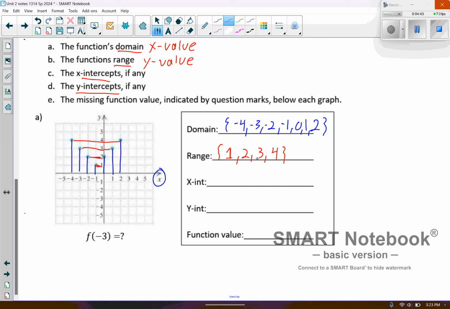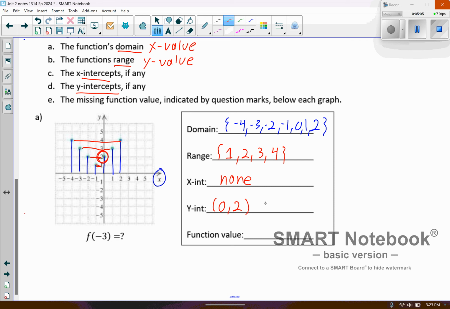once, and so on. Okay, x-intercepts would just mean, do we touch the x-axis anywhere? And we don't have any, so none. Okay, y-intercept, do we touch the y-intercept anywhere? We do, right here. So that y-intercept would be at 0, 2. So that's it listed as an ordered pair.